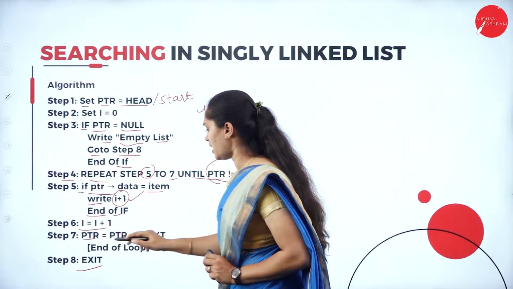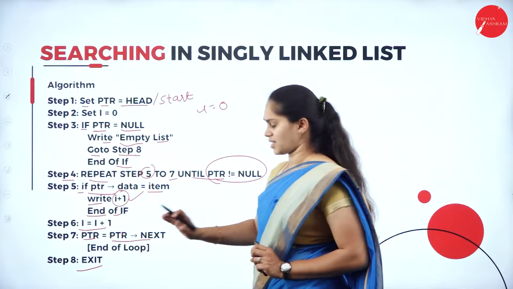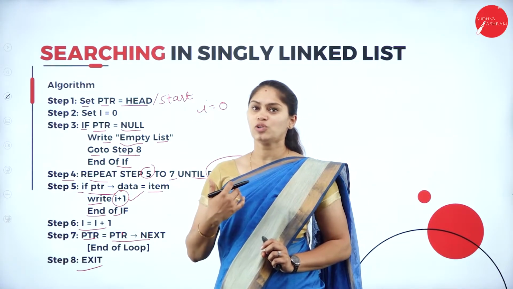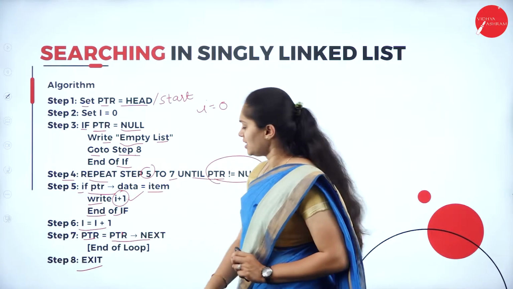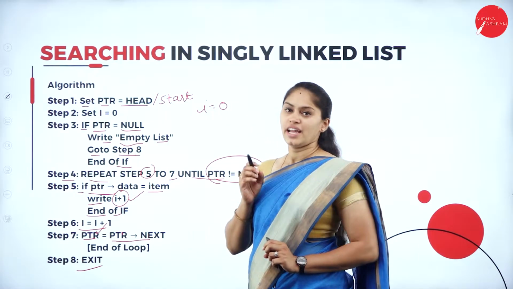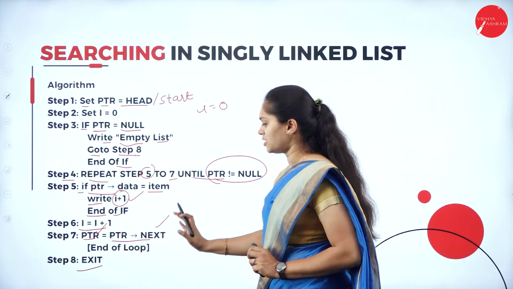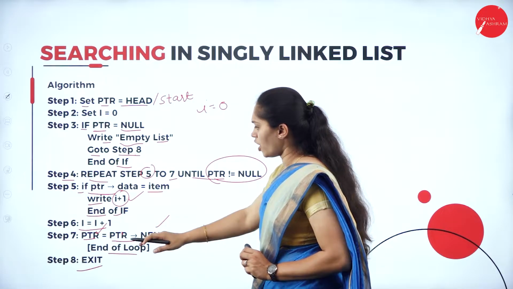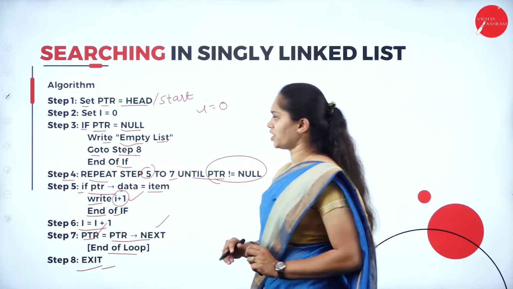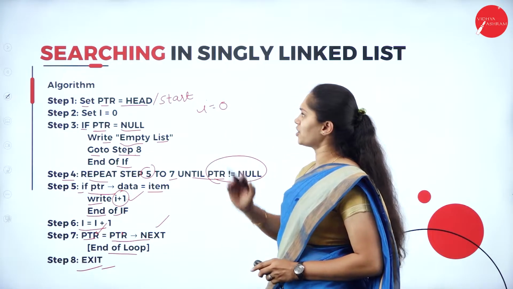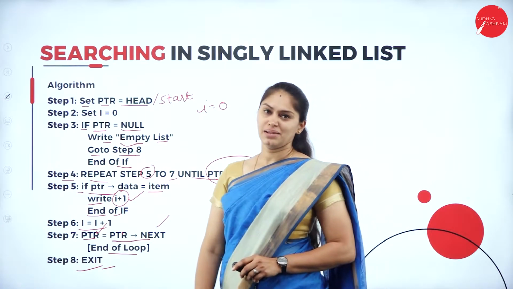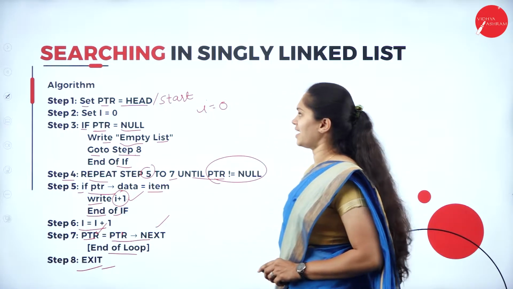Then here you can see that pointer is equal to pointer next. If I want to traverse, I want to know the address of the next node. This pointer will help me find the address of the next node. Then end of for loop here. After that, we are going to exit. This is how we search for a particular element in the single linked list.